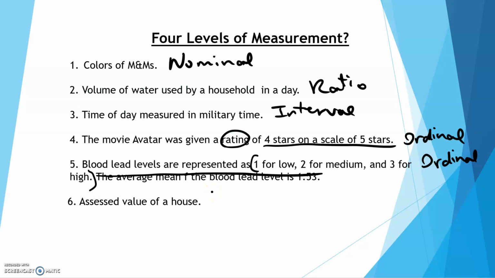The differences do mean something. If your house assessed for $0, let's just say it did, does that house have any value? Well, no. So none of the quantity would be present at 0. So this would be, you guessed it, ratio.